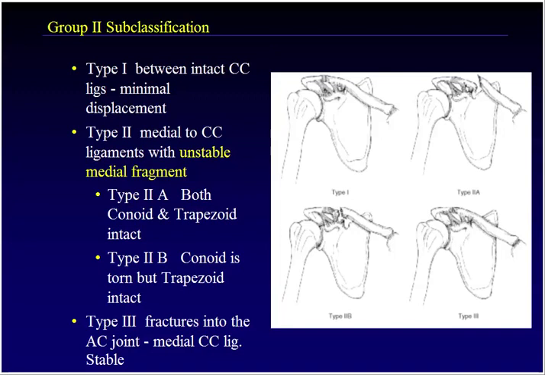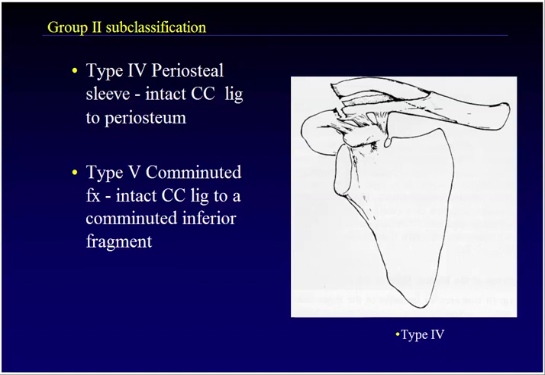Type 3 fractures are ones where you have a fracture that extends into the acromioclavicular joint. The medial coracoclavicular ligaments are intact and that's a stable injury. And then the type 4s are where you actually have a periosteal sleeve with an intact coracoclavicular ligament attachment to the periosteum of the bone.